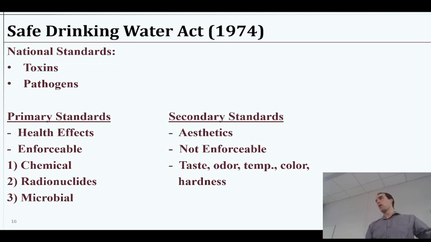But if they're going to serve you water, then they're obligated to make sure it's safe according to these criteria, right? So the primary standards, generally safe in terms of toxins and pathogens, is the general thing of it. Primary standards are health related, which means they're enforceable. So these are the ones that are truly required. We can differentiate them into chemical, radionuclides, and microbial. So not just eating the poop, there's also chemical and radiation concerns potentially.